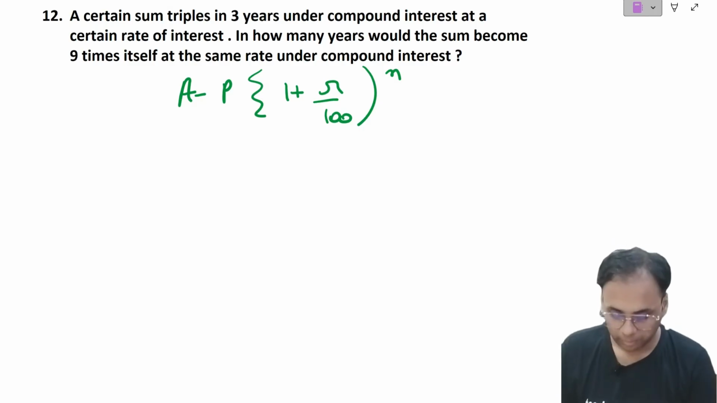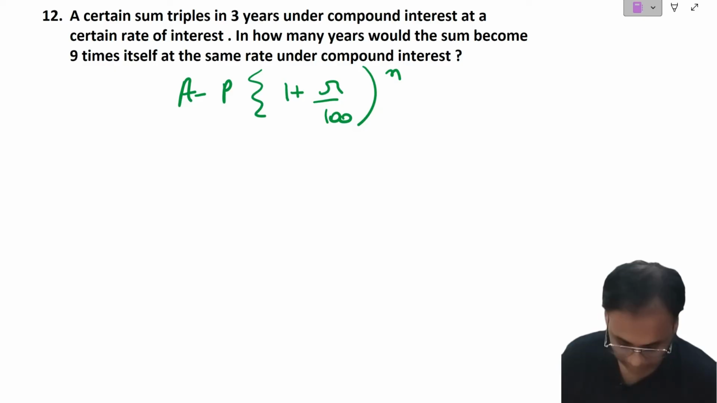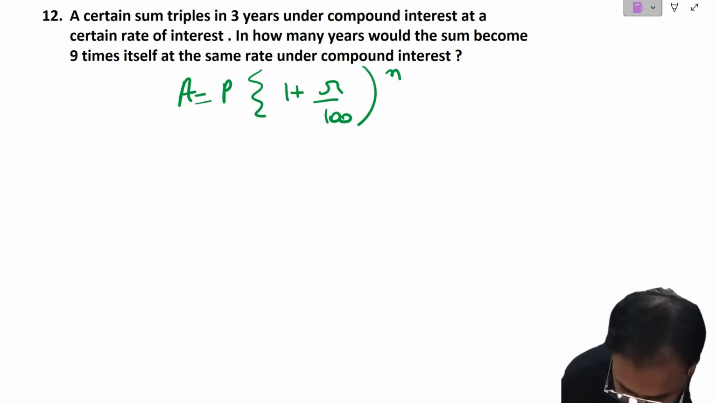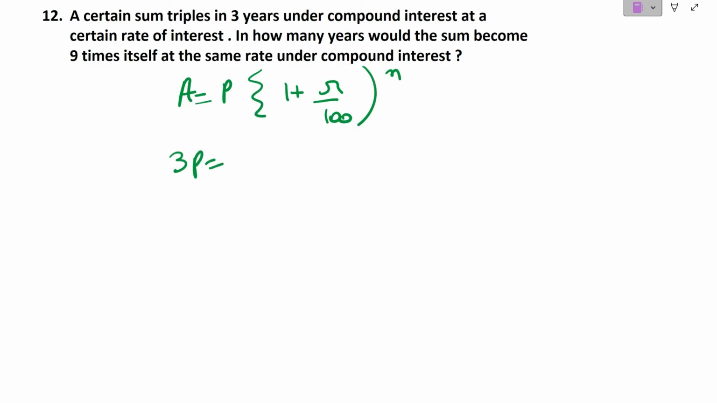So we are being given that a certain sum triples in 3 years under compound interest at a certain rate of interest. So the certain sum triples itself. So amount becomes 3P. Original is P. And we have 1 plus R upon 100. And what is this?